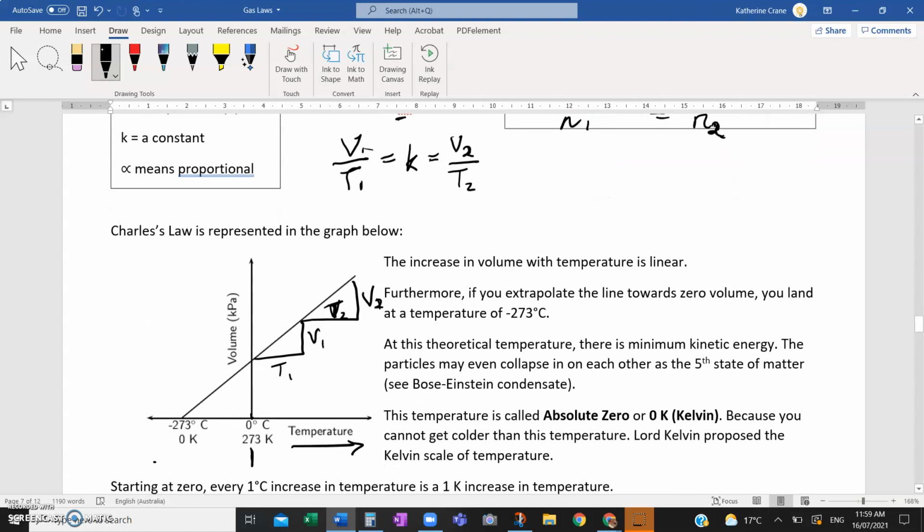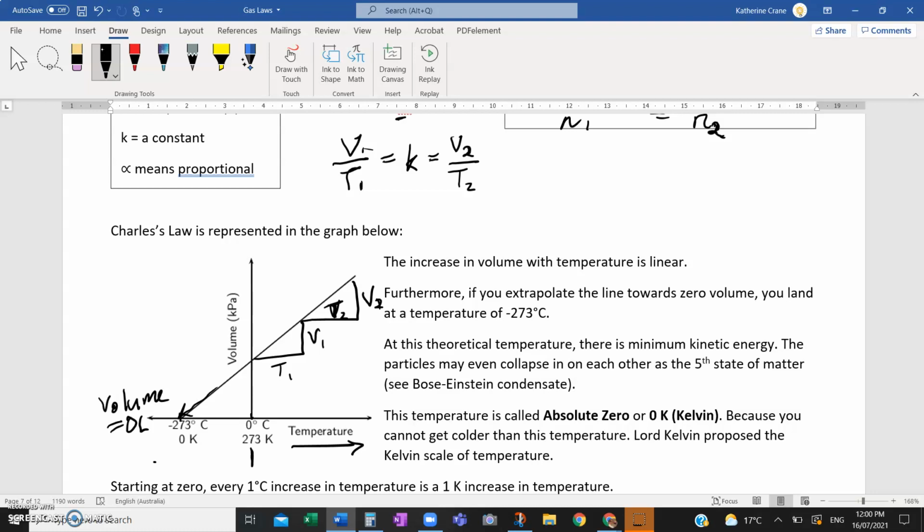Now, with this linear one, this is the interesting fact that they figured out: if you keep extrapolating this line all the way down to where you have a volume of 0, you end up at a temperature of minus 273 degrees Celsius. At this temperature, there's minimal kinetic energy. The particles might even collapse in on each other. They're not moving apart, so they become a lumpy, I don't know, something.